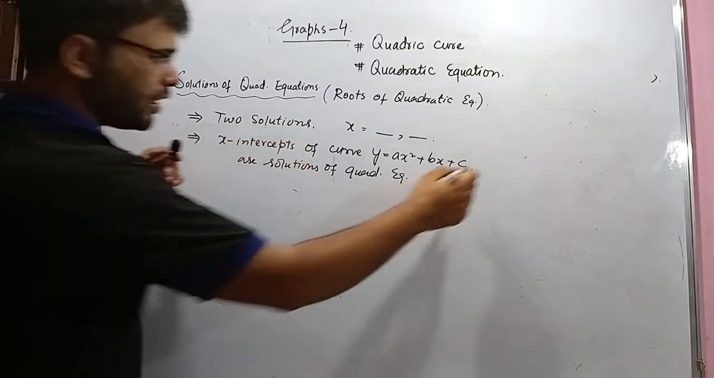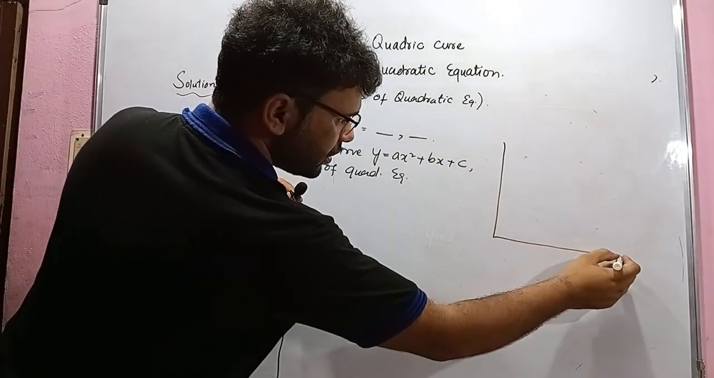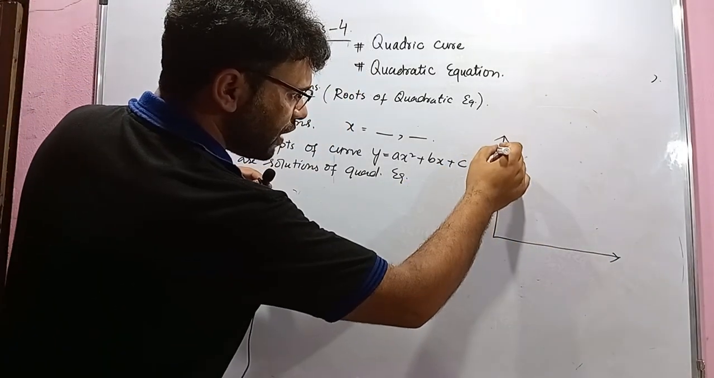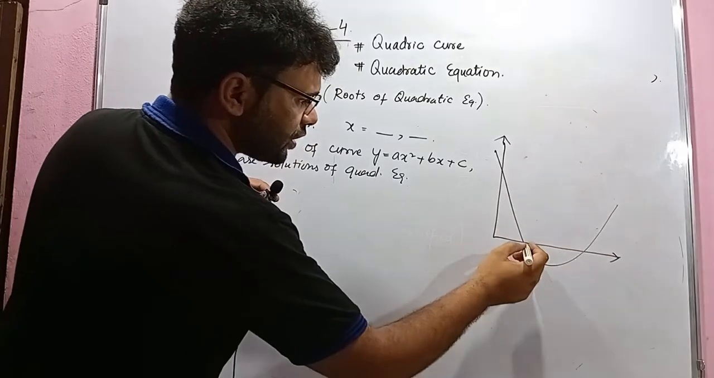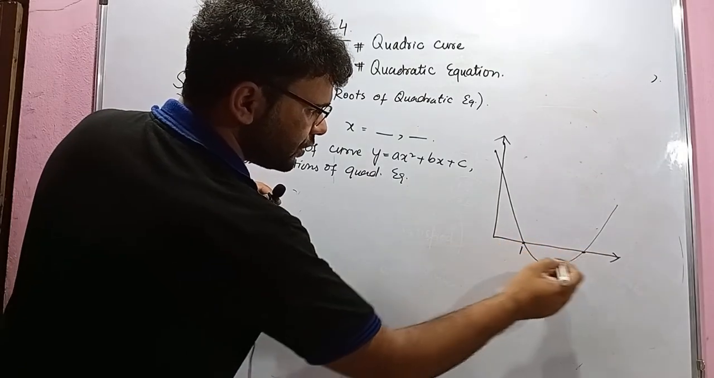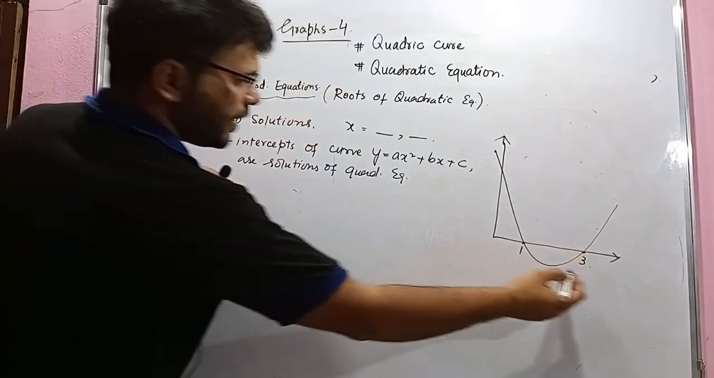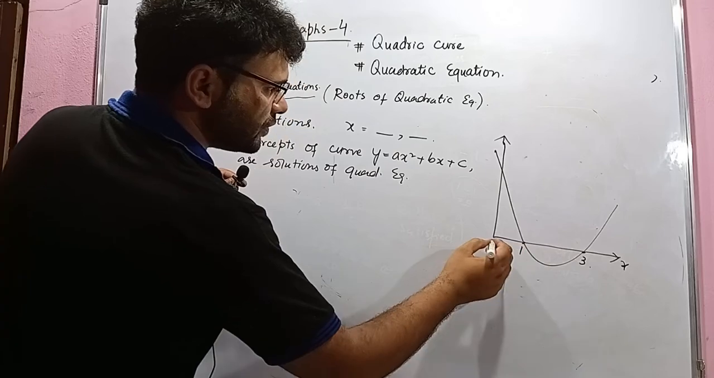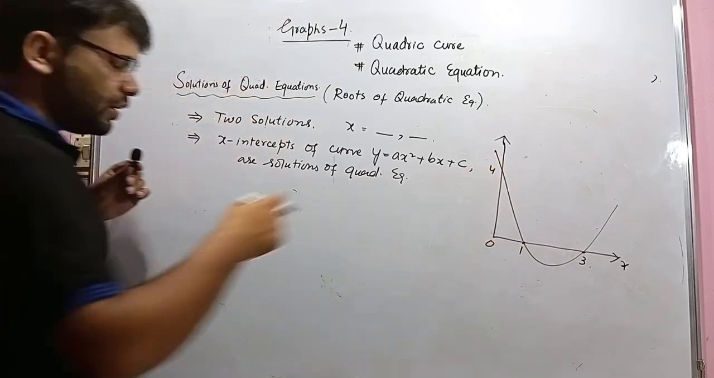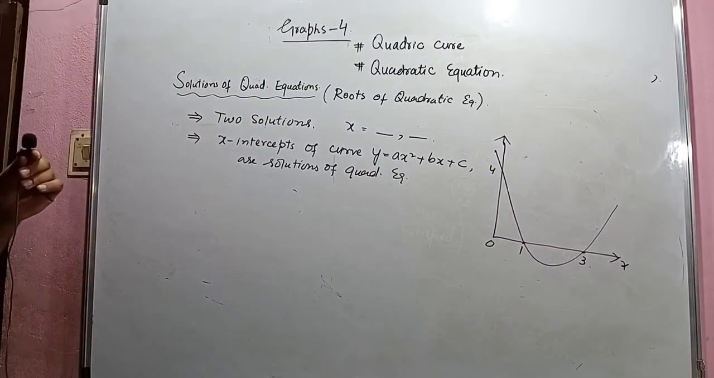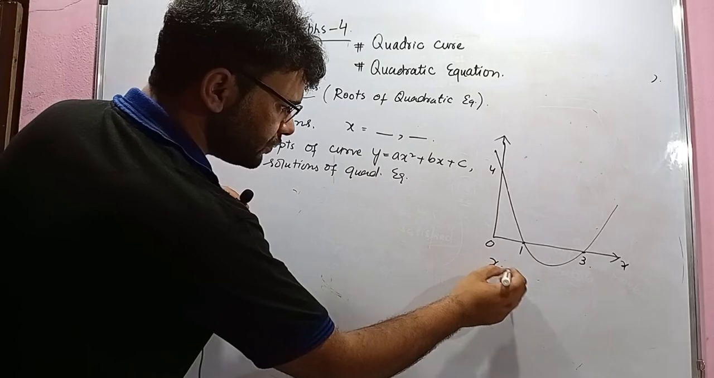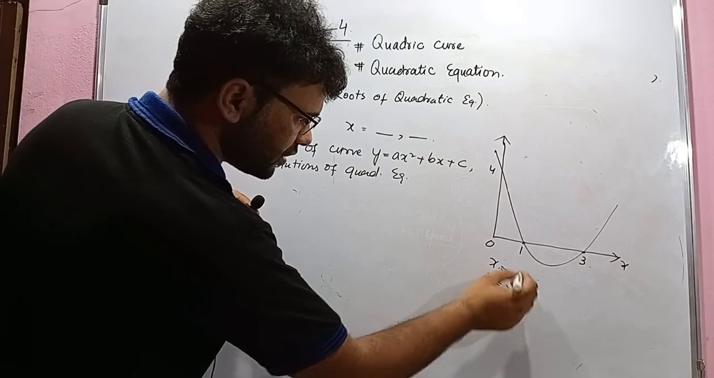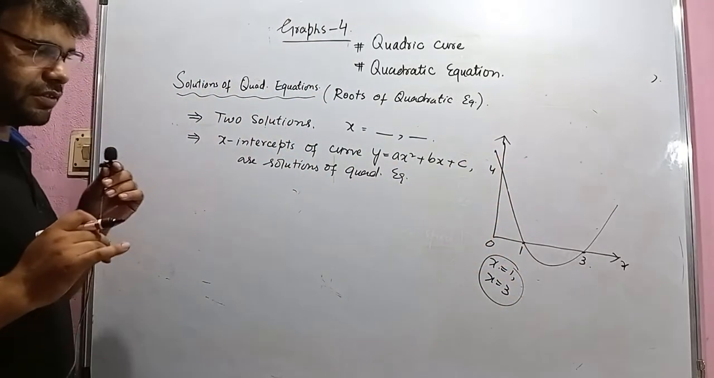What does that mean? If we have a graph here, we have this parabola, you can see here are two intercepts, let it be 1 and 3. What are the x-intercepts here? 1 and 3. When 1 and 3 are the x-intercepts, we can say x is equal to 1 and x is equal to 3. These are the solutions of that equation.